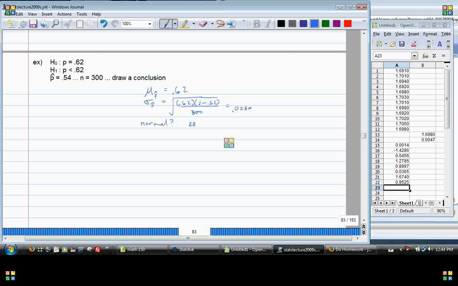And the next thing you need to check is, is this normal? 300 times 0.62 times 1 minus 0.62. And is that at least 10? And that works out to something, 78 something or other. It's certainly bigger than 10. Okay. So now we're good. So now we can draw the picture.